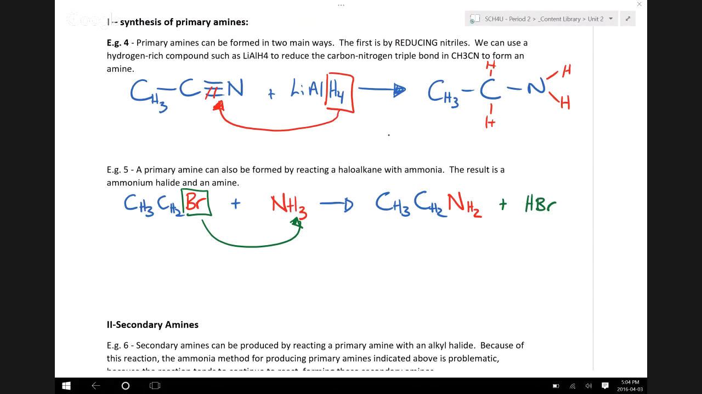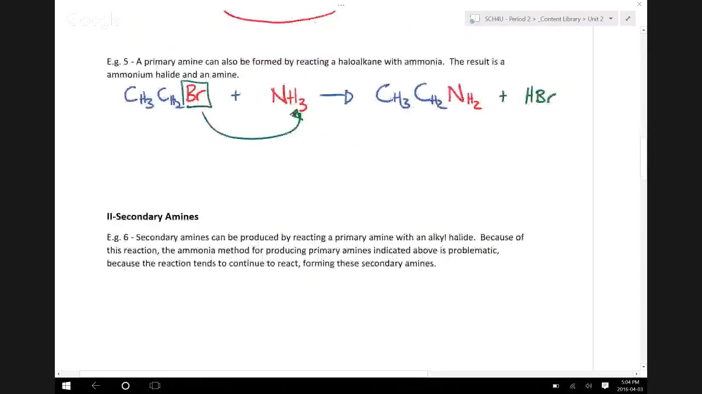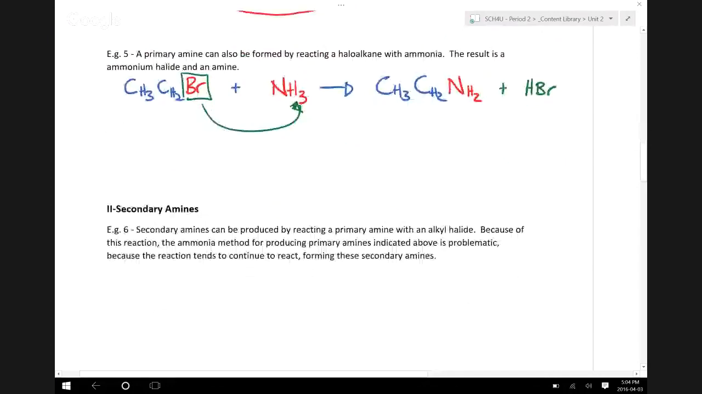Now we have an amine group on the end of that. But the reason that I showed you the first reaction and not this is, and again, I have no expectation that you'll memorize these. You won't be tested on these reactions, but I want to show them because the problem with a reaction like this is that it will keep going. So we can actually track what will happen if this reaction continues.